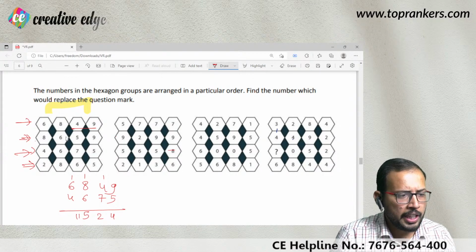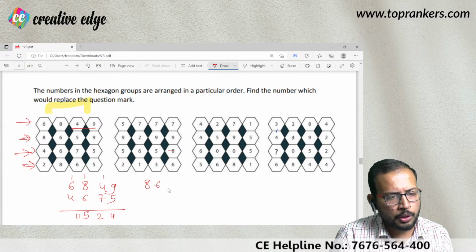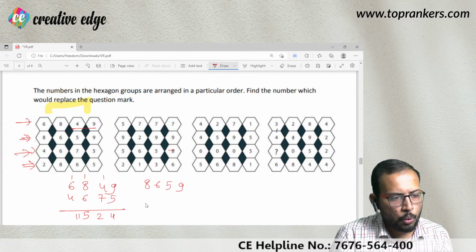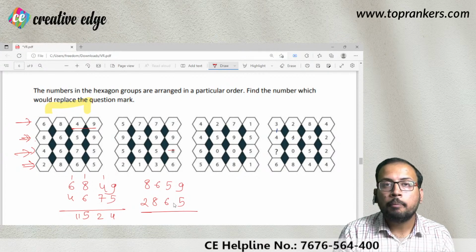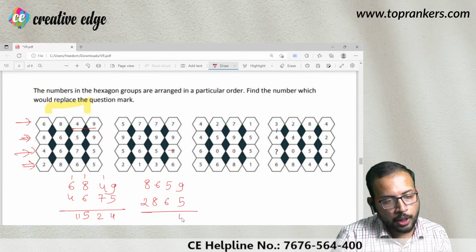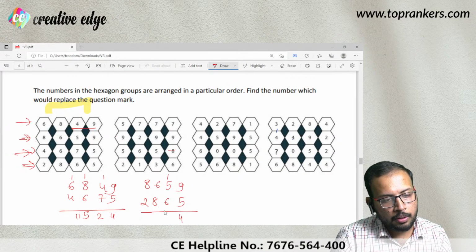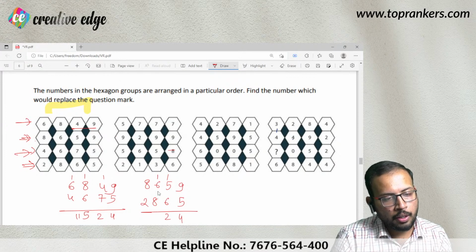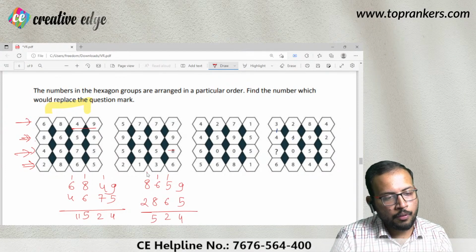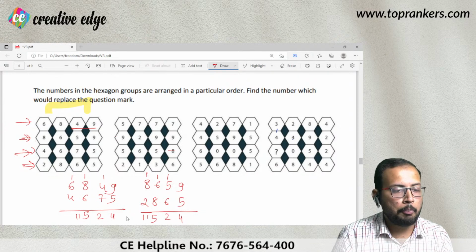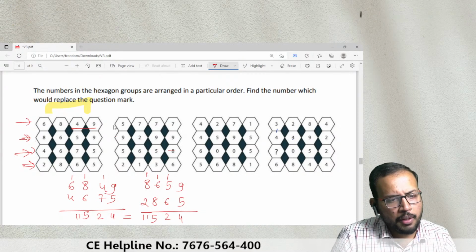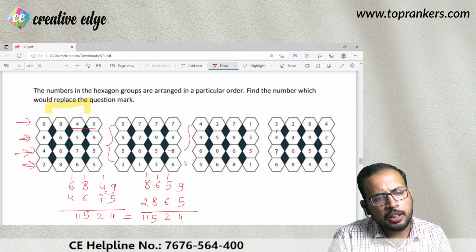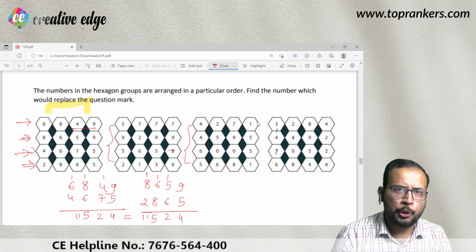ठीक है. So 8659 and 2865. ठीक है. अब इनका sum निकालते हैं. So 9 plus 5, 14, 4, carry 1, 2, 1, 5, 1, 11. You can see that both the sums are equal. सब लोगों को समझ में आया? So you can check for any of the figures, you are going to get the logic to be the same.